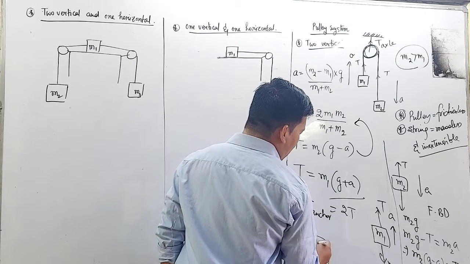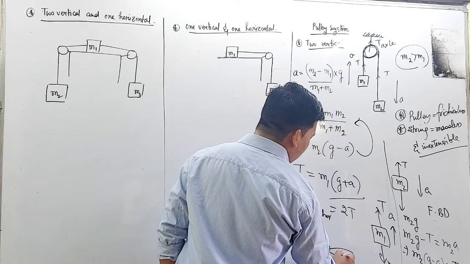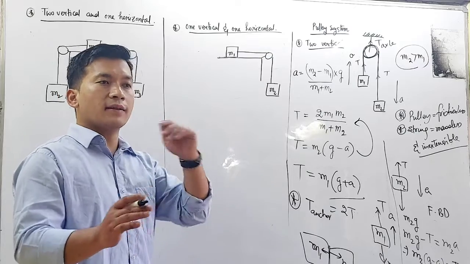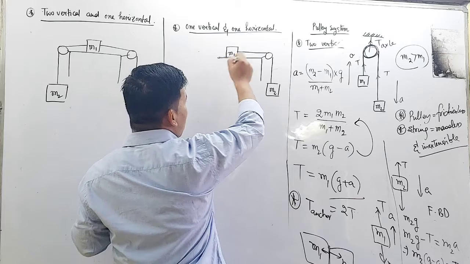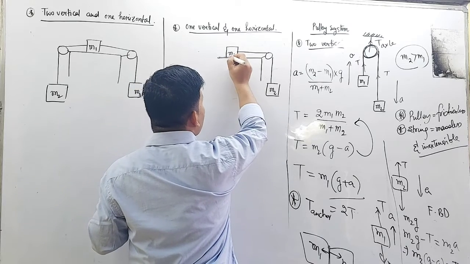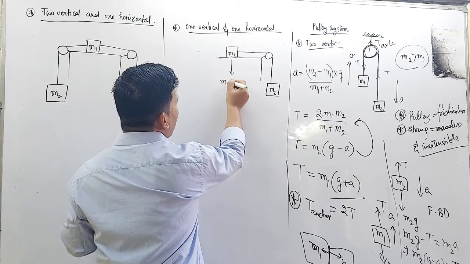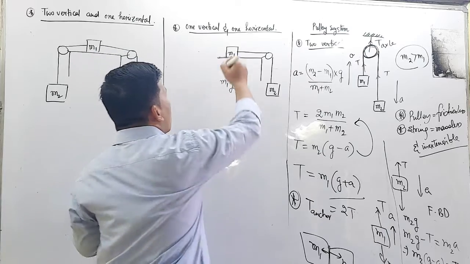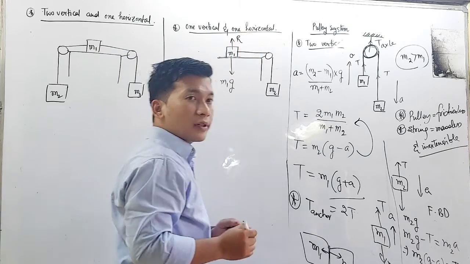This is your M1, this is your M2. We have action and reaction at the contact surface. Therefore, your M1 is kept on the smooth horizontal surface. We will be having weight, which is always vertically downward. Therefore we will have another force, the reaction R.